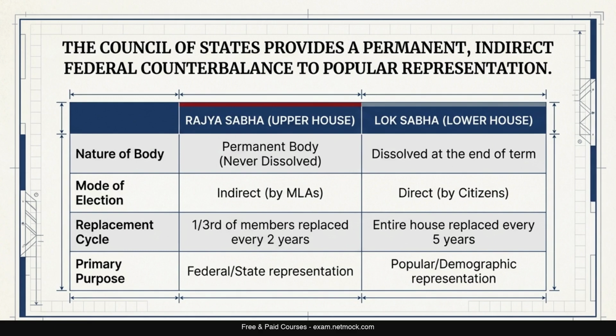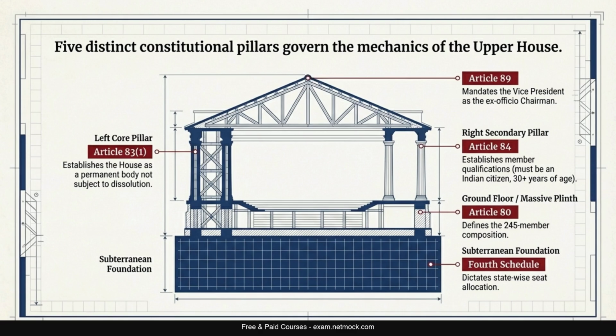Look at this comparison. The Rajya Sabha is a permanent body that is never dissolved, while the Lok Sabha is dissolved at the end of its term. The mode of election is indirect, through MLAs, unlike the Lok Sabha where citizens vote directly. One-third of Rajya Sabha members are replaced every 2 years, whereas the entire Lok Sabha is replaced every 5 years. The primary purpose of the Rajya Sabha is federal and state representation, while the Lok Sabha serves popular and demographic representation. 5 distinct constitutional pillars govern the mechanics of the upper house.